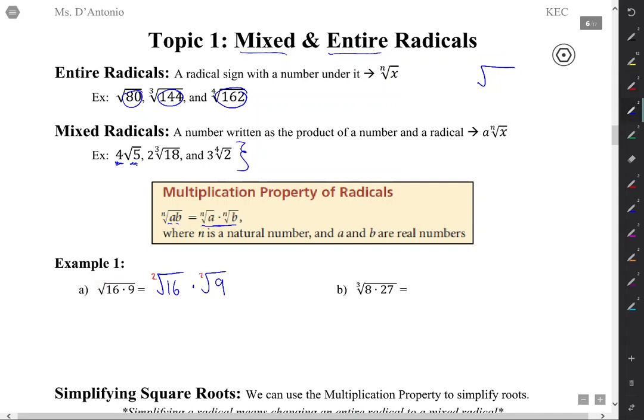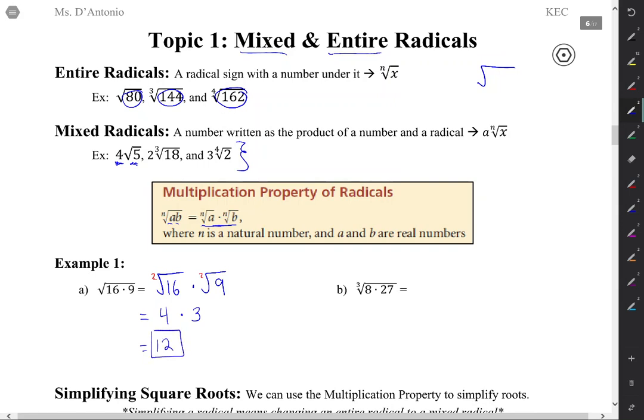So now that we separated it like this, we can actually continue solving it. We know the square root of 16 is 4, and we know the square root of 9 is 3. So this actually turns into 4 times 3, which is 12. So that is our answer for this one.